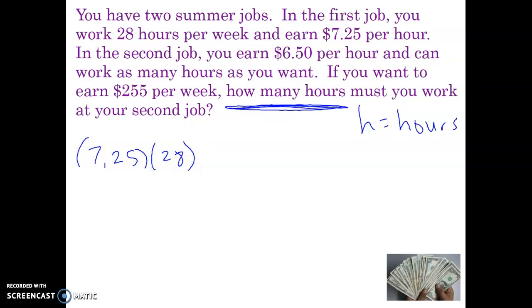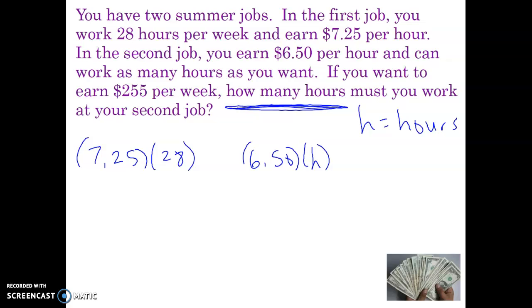And that will tell us how much total money that you're going to make. Now, in our second job, you're going to make $6.50 an hour. Well, how many hours are going to work on the second job? Well, that's H. We don't know. And I know I want to earn $255 per week. Maybe I have a car payment to make. Maybe I have some insurance money I need to pay, but I know I need to make $255 a week.